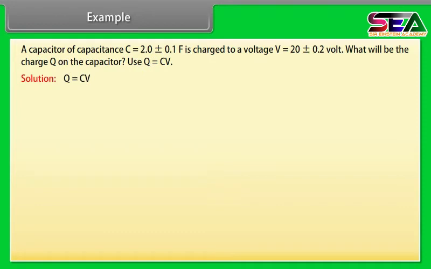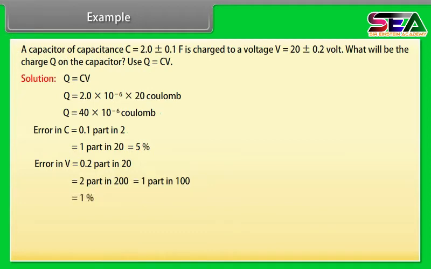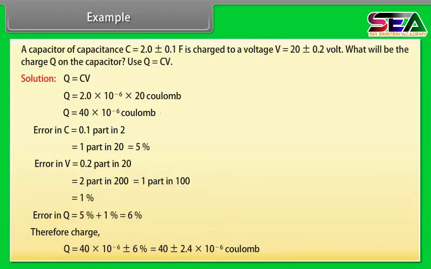Q is equal to CV. On calculating, we get Q equal to 40 into 10 to the power minus 6 coulomb. Error in C is 0.1 part in 2, equal to 5%. Error in V is 0.2 part in 20, equal to 1%. Error in Q is 5% plus 1%, equal to 6%. Therefore, charge Q is equal to 40 plus minus 2.4 into 10 to the power minus 6 coulomb.